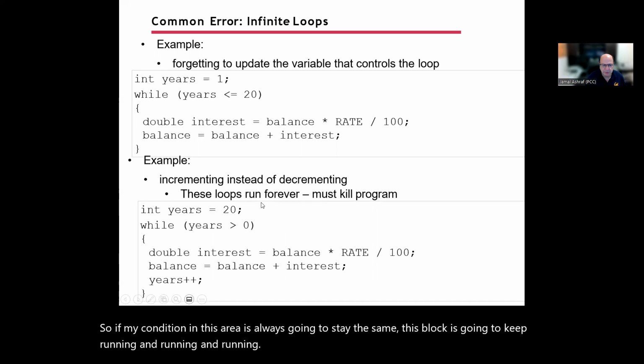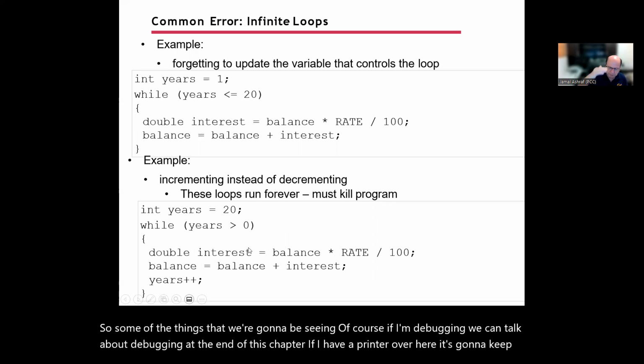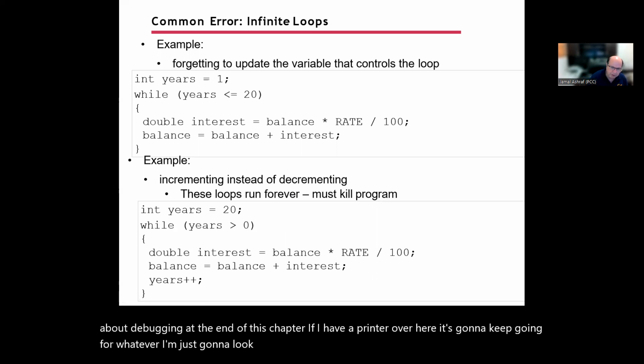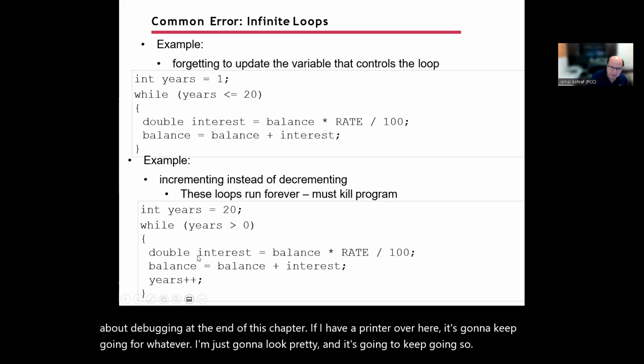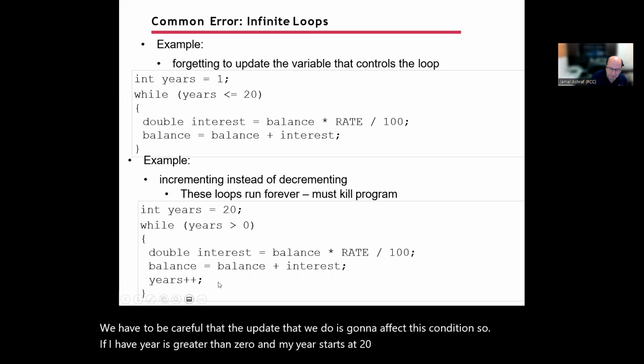So some of the things that we're going to be seeing, of course, if I'm debugging, we're going to talk about debugging at the end of this chapter. If I have a print over here, it's going to keep going forever. I'm just going to get print, print, print, and it's going to keep going. So we have to be careful that the update that we do is going to affect this condition. So if I have years greater than 0, and my year starts at 20 and it's going to keep going up, it's never going to change this condition.